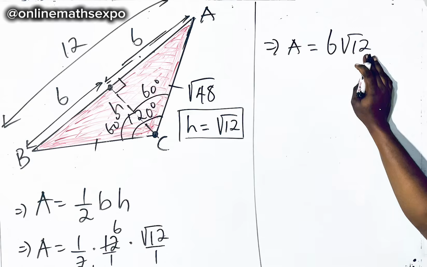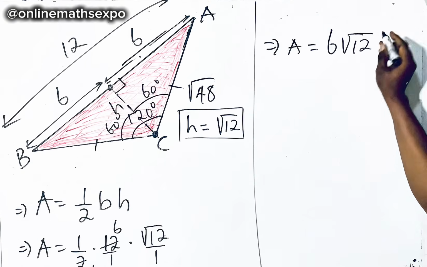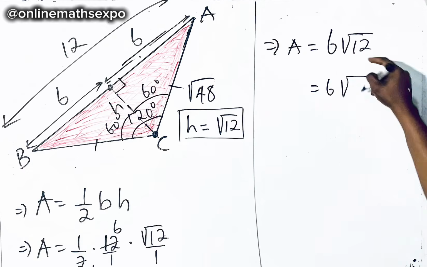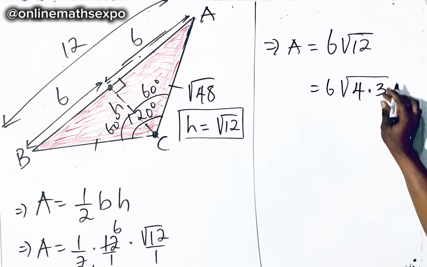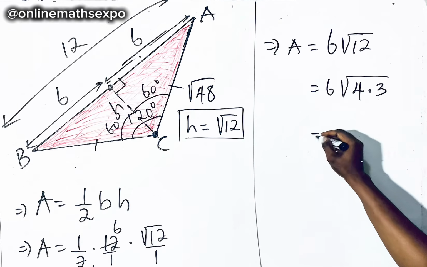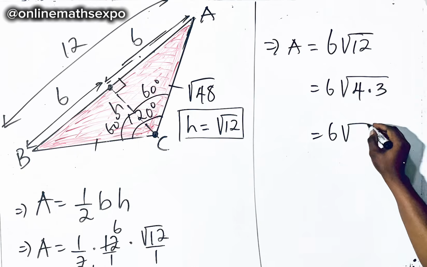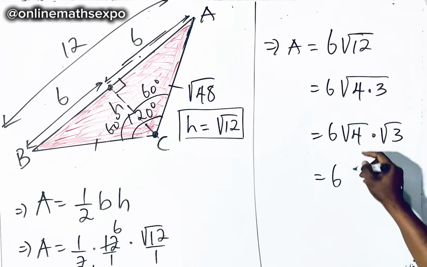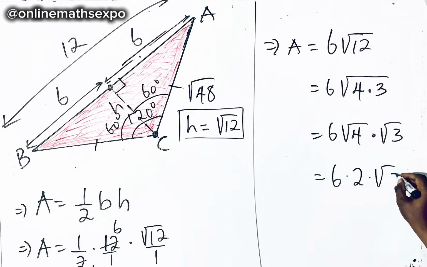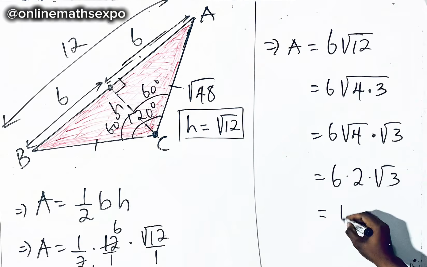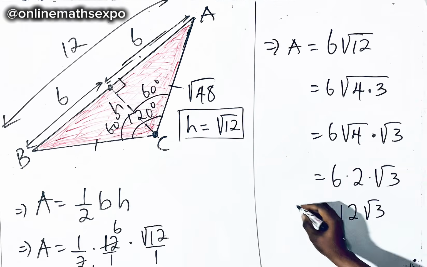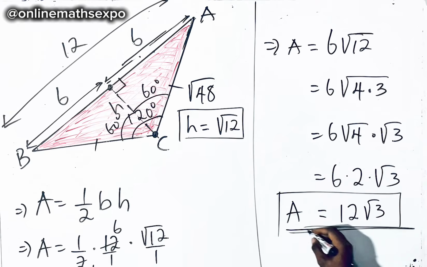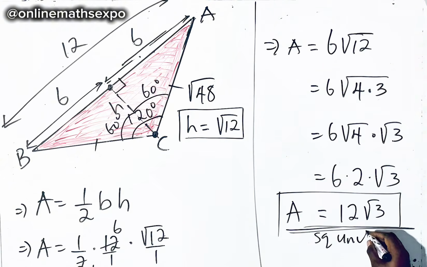Remember there is a square number in 12. To bring it out, we have square root of 4 times 3, since the highest square number is 4 and 4 times 3 gives you 12. So we have 6 square root of 4 times root 3. Square root of 4 is 2, so 6 times 2 times root 3, and when you simplify this, it gives you 12 root 3. So the area of this triangle is 12 root 3 squared units.